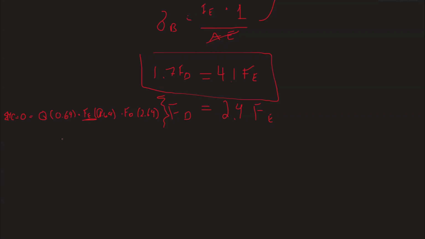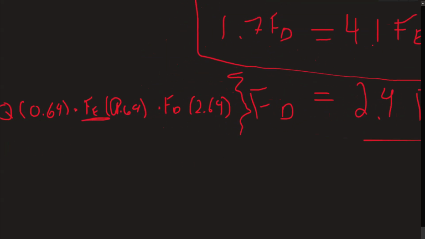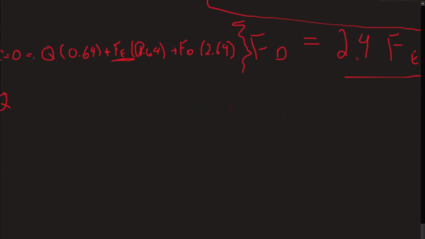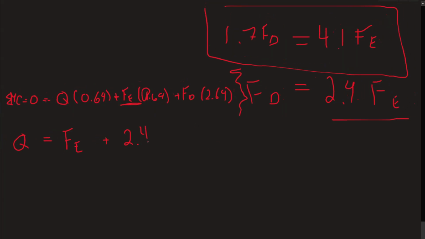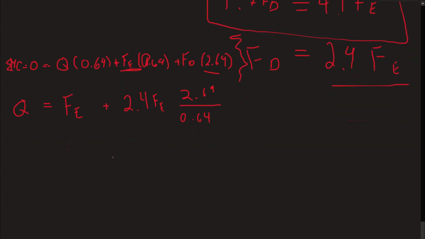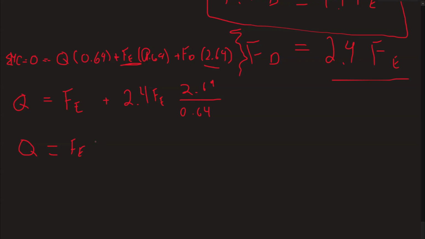Okay, so then we just plug this back into this equation. F_D equals that. So every time we see F_D, we just plug in that. So Q plus negative Q. Q equals, let's leave this as just F_E. You're my witness what I'm going to do in a second. F_E plus, and instead of F_D, we do 2.4 F_E. And then it's 2.69 from here over, and then the 0.64 that we divide by 0.64. Q equals F_E plus 2.4 times 2.64 over 0.64. And that turns into, oh my god, 9?